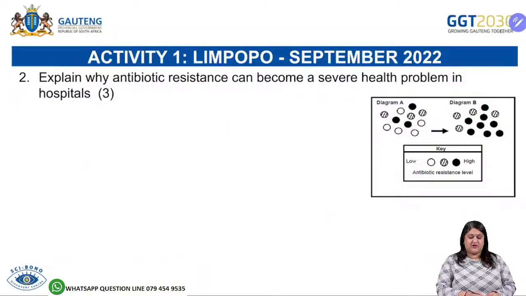Let's look at another example. Another question: explain why antibiotic resistance can become a severe health problem in hospitals. Yeah, you can just imagine. Why would this cause an issue? Because now we're in the hospital, they carry on administering this antibiotic and nothing is happening.